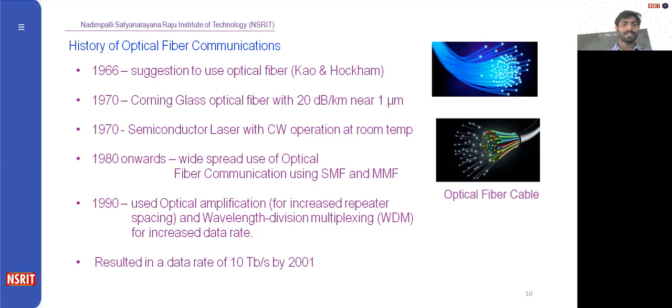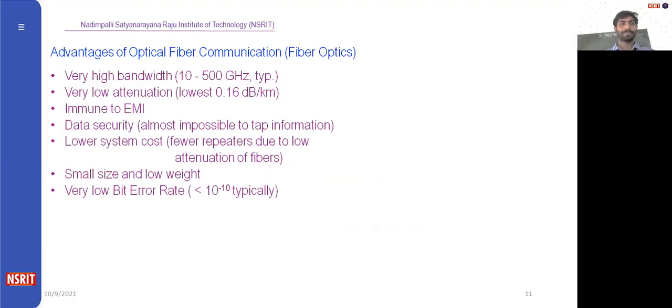In 1990, optical amplification is introduced for increasing the repeater spacing. Since amplification is done, repeaters are placed at large distance when compared to the previous case. That is how we increased our repeater spacing. Wavelength division multiplexing is used for increasing data rate. That is, we can send different wavelengths at a time, but we can take only one wavelength at a time, resulting in data rate to go for 10 TB per second by the year 2001.